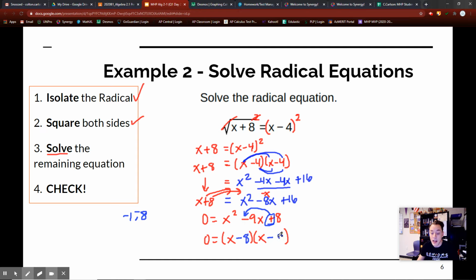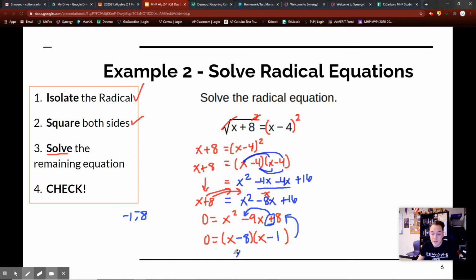And they both add up to negative 9. Okay? So when I FOIL this out, I would get this back. That's how you can check it. If I FOIL this out, I should get that back out. I encourage you, if you don't trust the math, do that. Go through that as well.